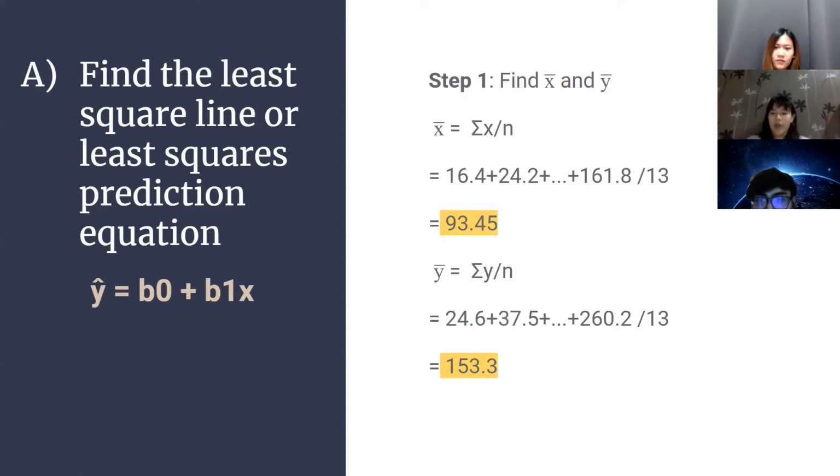Start with finding x bar. Sum all the numbers of x and divide by 13, and the number is going to be 93.45. The next is y bar. Do it the same as finding x bar, but use all the numbers of y instead and divide by 13. So its answer is going to be 153.3. Next, please.